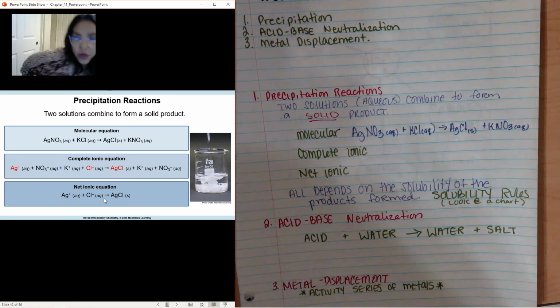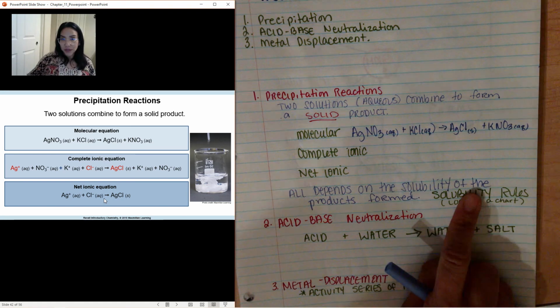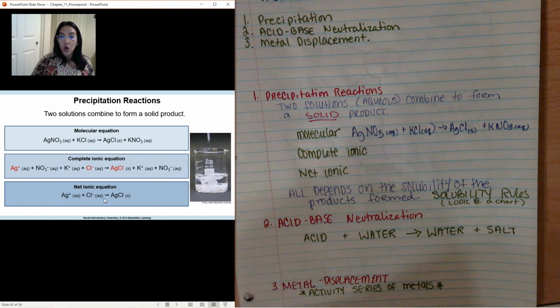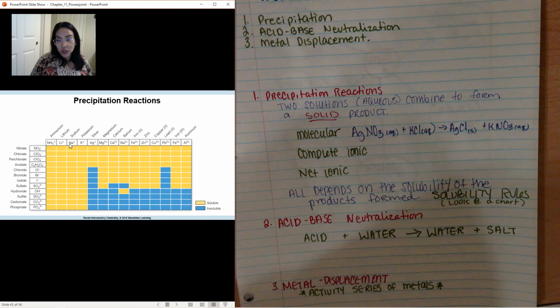Now, how did we know it created a solid versus not a solid? Well, it's all going to depend on the solubility, and that's going to be on the solubility rules, right? So for solubility, you could just look up a chart, or you could try to memorize all the rules. There's a lot of rules out there. But the majority of things are soluble. Nitrates, all nitrates, right, are soluble. As you can see, all soluble. Chlorates, perchlorates, acetates, all soluble.